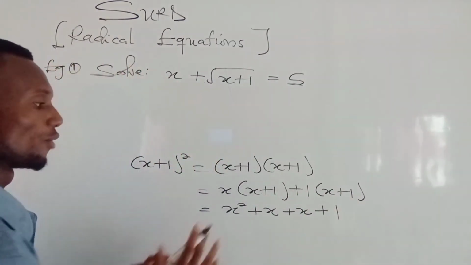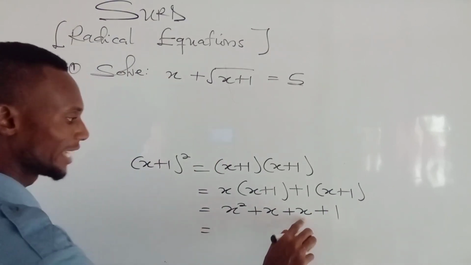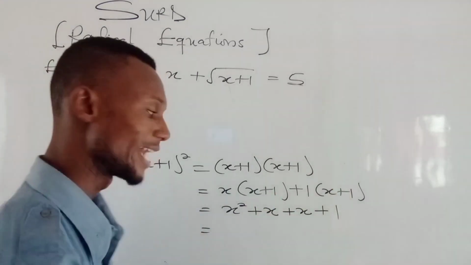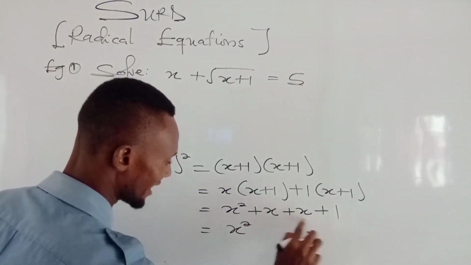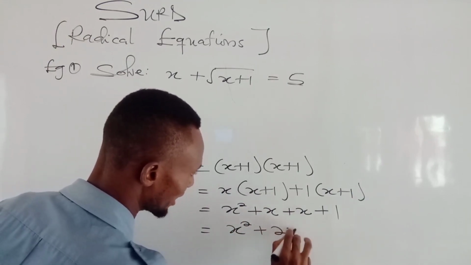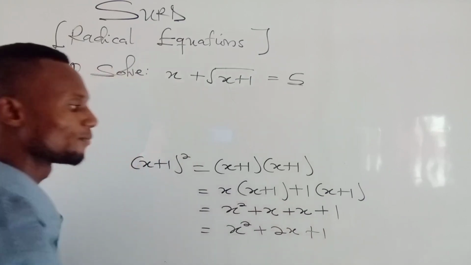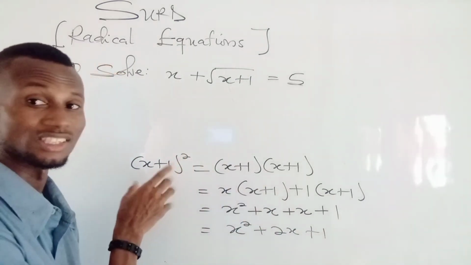Okay, from here we can simplify further. Because this s and this s are like terms, we can simplify further. I'm going to repeat my s squared. s plus s will give me 2s. So I'm going to have s squared plus 2s, then plus 1. Now this becomes our final answer for expanding or simplifying this.